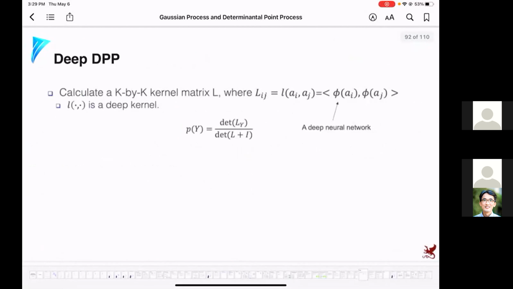Similarly, another kind of augmentation we can add to the regular DPP is applying neural networks on it. Like before, we don't use the raw representation of our item. Rather, we plug everything inside the neural network to get a new representation based on the neural network. And then we construct the gram matrix. We follow whatever we did before.